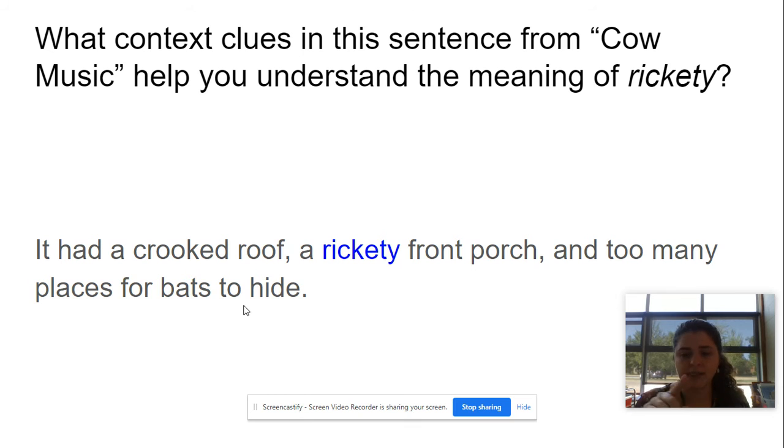So I'm going to use some context clues from this sentence. I see the words crooked roof, doesn't sound good. And I see lots of bats. So this place is sounding like it might be, first of all, falling down because of crooked. And so when I look at the word rickety to describe front porch, I'm guessing rickety means about to fall down.